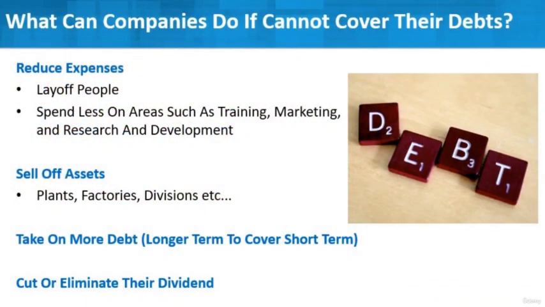So what happens if a company can't cover their debts? Bills are coming due, they've got to pay them. What are some things they can do? And they're not good things, particularly for our stock price. So they can reduce their expenses. There are different ways to do that. One is to lay off people. That's always ugly and nasty, especially if you're one of the people getting laid off. They can also reduce their expenses by spending less on really key and important areas, such as training for their team members, marketing, and research and development. All these things can have longer term consequences for the company being successful going forward, but they might need to reduce their expenses in the short term to meet these obligations.